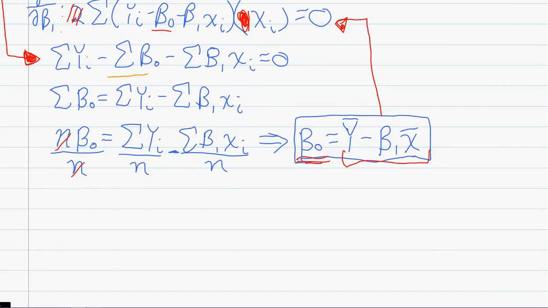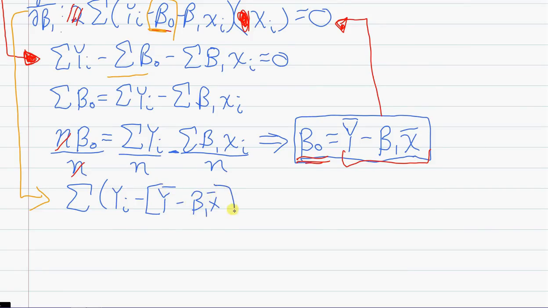Okay, so now let's take this equation and substituting in for b0, what we're going to end up with is the sum of yi minus, all right, here in brackets, we're going to substitute in for that b0, y bar minus beta 1 x bar, minus beta 1 xi, and then that whole expression times our xi there is equal to 0. And everything we're going to do now is just a series of 4 or 5 different simplifications. So let's get started.